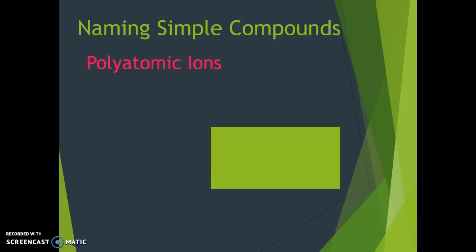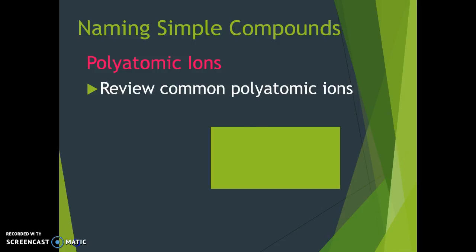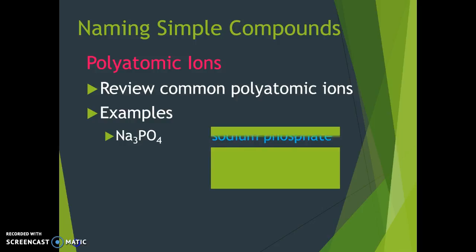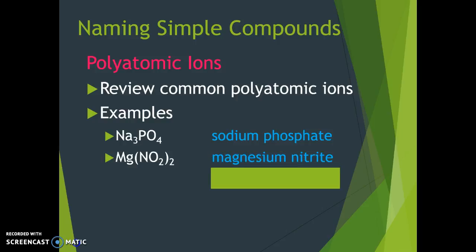We can also have compounds which contain polyatomic ions, so you will want to review common polyatomic ion names and their charges. For example, sodium is bonded to the group of atoms phosphorus and 4 oxygens. They carry a -3 charge, and so there are 3 sodiums to balance this compound, and we would call it sodium phosphate. In this second example, magnesium is bonded to the polyatomic ion called nitrate, so this would be magnesium nitrate.